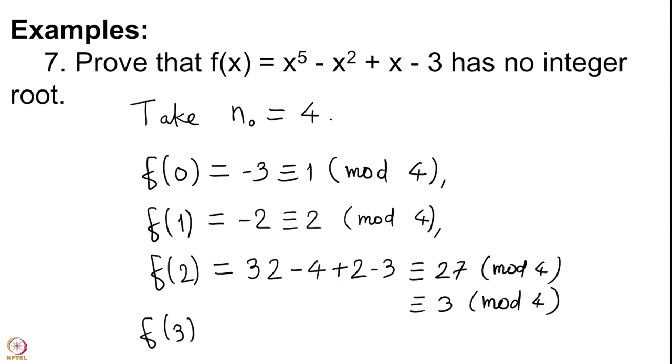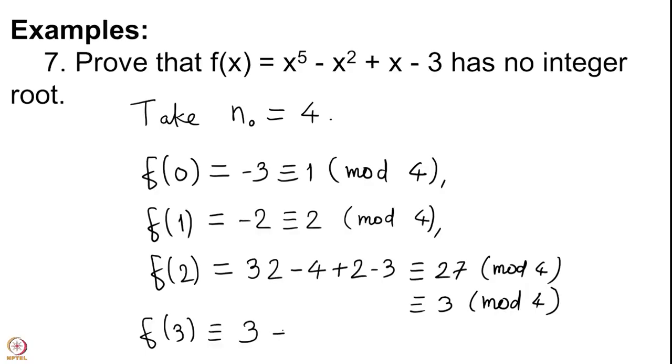And finally, when you compute f of 3, you get 3 to the 5. So, 3 square, we are looking at it modulo 4. 3 square is 9, which is 1 modulo 4. So, when you want to compute 3 power 5, this is 3 square into 3 square into 3. So, you get 1 into 1 into 3. So, the ultimate answer is 3 minus 3 square, which is 1, plus x, which is 3 minus 3. So, you get 3 minus 1, which is 2 plus 0. So, you get this to be 2 modulo 4. So we are not getting 0 mod 4 for any of the residue class mod 4, and therefore here we have no solution modulo 4.